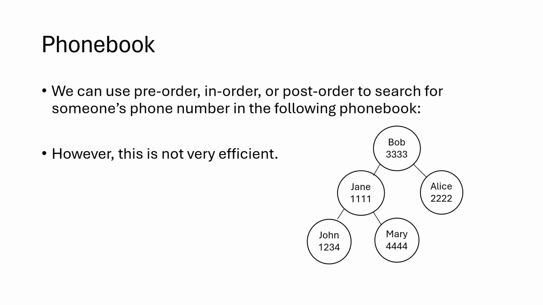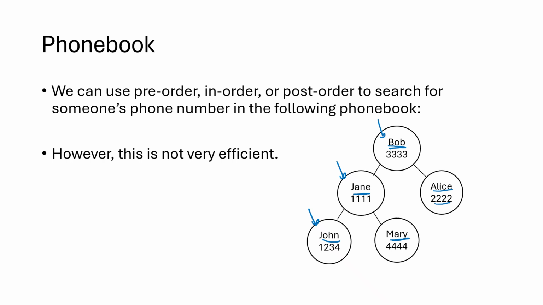For example, if you do an in-order traversal and you're looking for Alice's phone number, then you start from here. You don't process this yet. You go here. You don't process this yet. Then you go here. You check John. That's not Alice. Then you go to the root of that, or the parent of that, Jane. That's not Alice. Then you go here. Mary. That's not Alice. Then we go to the root, Bob. That's not Alice. And finally, we go to the right because that's the way that in order works, and we find the phone number for Alice. So we visited all the vertices before our search concluded.